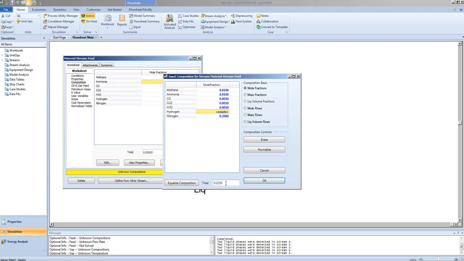Essentially this will be 0.777, and there we go. So our feed is mainly hydrogen with some nitrogen and very little of the other components. It's total 1.